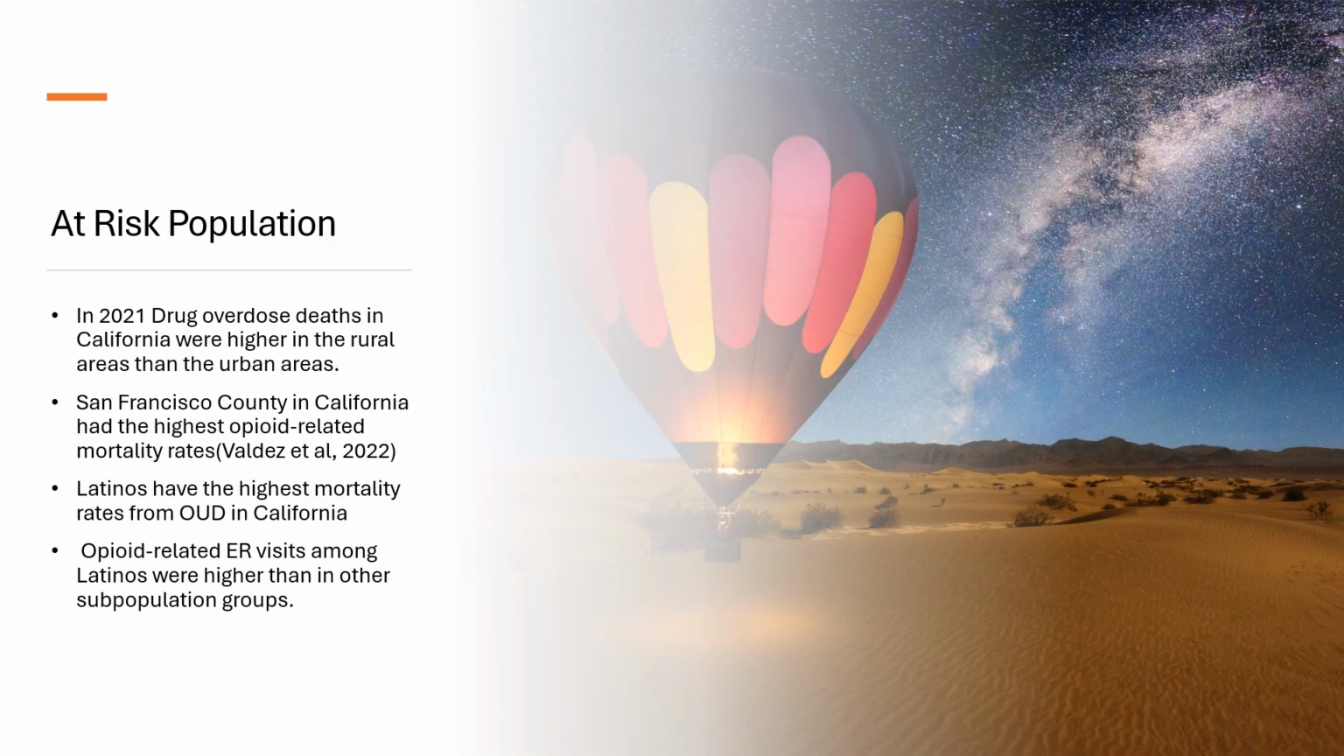In 2021, drug overdose deaths in California were higher in the rural areas than the urban areas. So the rural areas of California had the highest rates of drug overdose from opioid use. San Francisco County in California had the highest opioid-related mortality rates in the year 2021, and the subpopulation that has the highest mortality rates from opioid use disorder in California is the Latinos. Opioid-related ER visits among Latinos were higher than in other subpopulations.